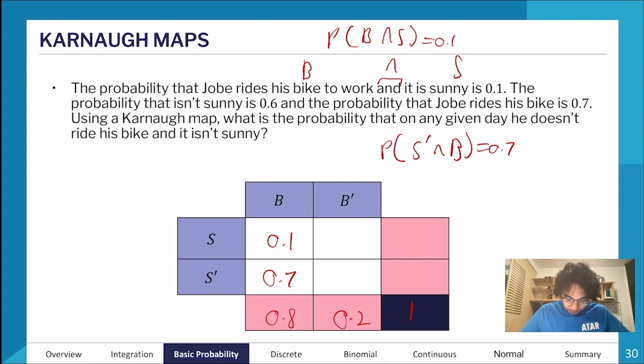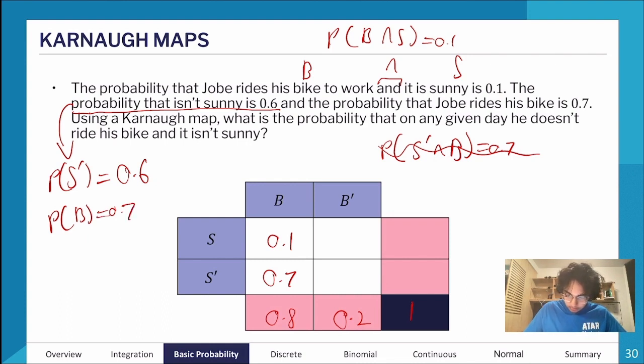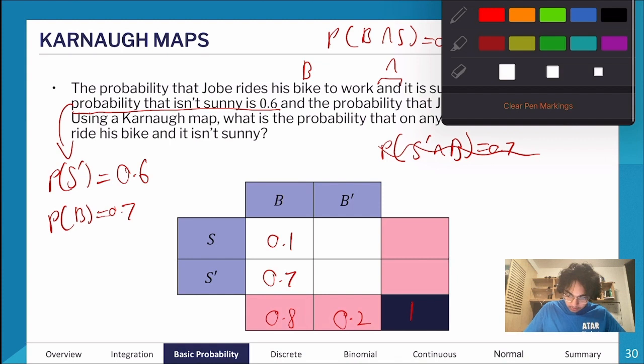So I think it said the probability that it isn't sunny is 0.6. So this is not what I've written out here. Oh, sorry, just zoomed in. I think this is just S. The probability of not S is equal to 0.6, and the probability of B is equal to 0.7. That's my bad. I'll quickly rub this out.